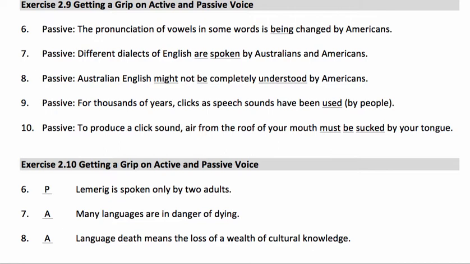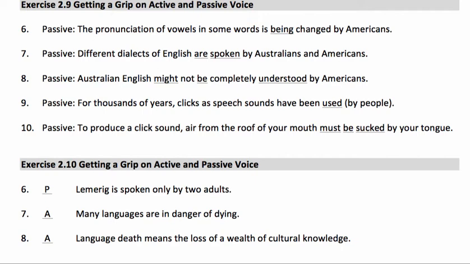We have the be verb are plus the participle spoken. Again, we can see with the subject, different dialects of English, this subject is not doing anything. However, we have a by phrase, and the by phrase, this is actually the people or the persons that are doing something. Number 8, again, we have passive. We have might not be understood. So we have the be verb, and we have the participle understood.